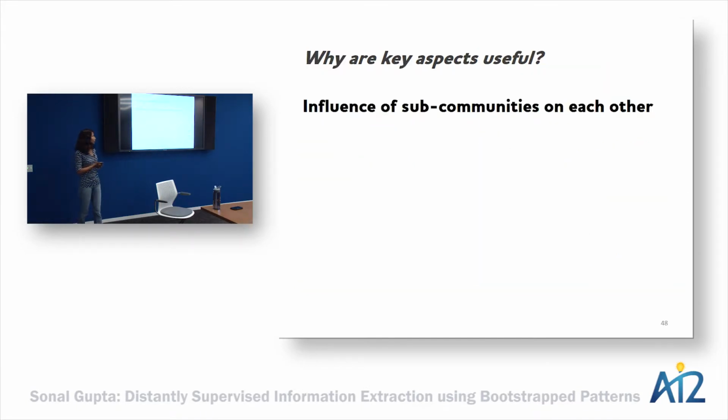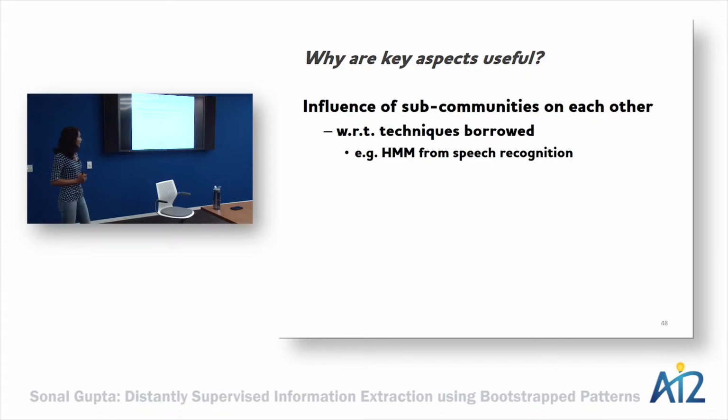So why did we even want to extract these key aspects? We wanted to study the influence of subcommunities on each other. So how the knowledge is flowing and how one community is influencing other communities. So we defined influence as techniques that are borrowed. One community influences another community if the other one is using techniques that were brought into the community by the first one. For example, the speech recognition community brought in HMM, and other people have been using HMM since. So the speech recognition community has been pretty influential.